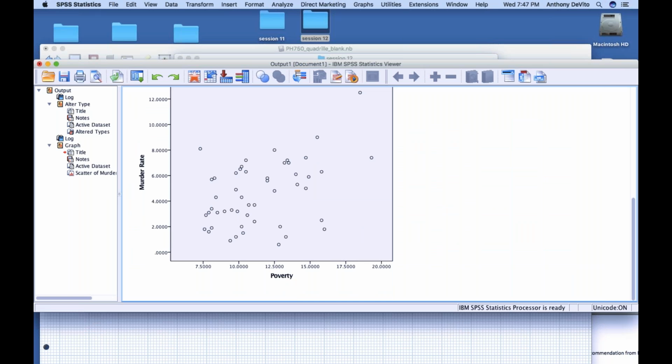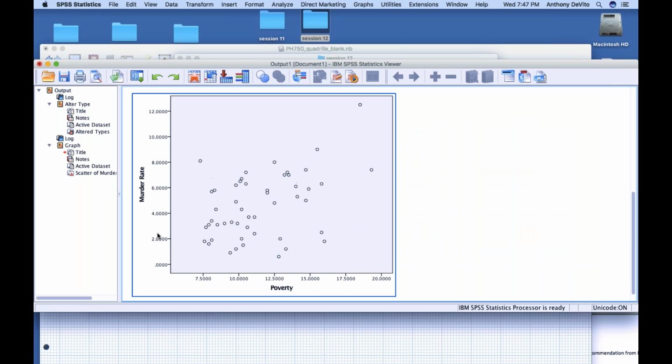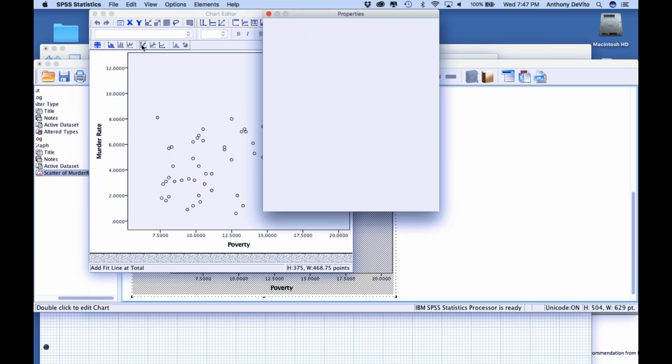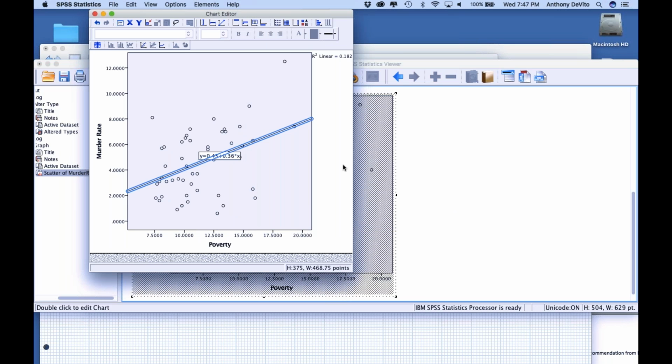Well, now it looks a lot more like we have some sort of correlation there, that as the poverty rate goes up, the murder rate goes up as well. Okay, and in fact, I'm going to double click on this and just get a quick look at the best fit line. And indeed, this looks a little bit more encouraging now, doesn't it? It looks like we have an association. Maybe it's not a perfect association, but it looks like we have a bit of an association.